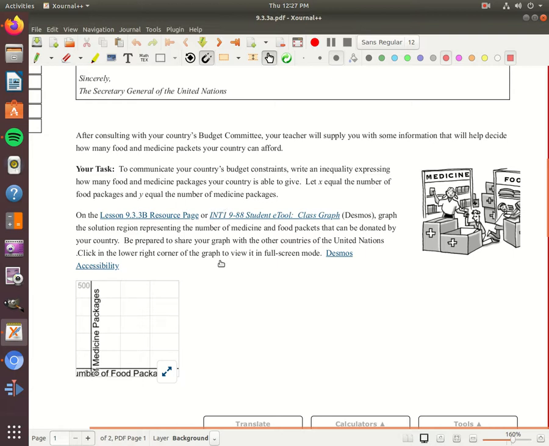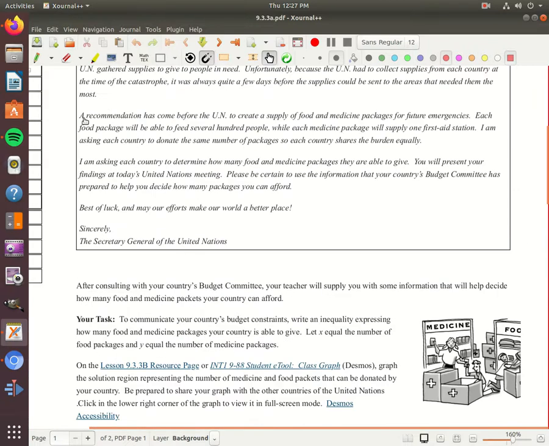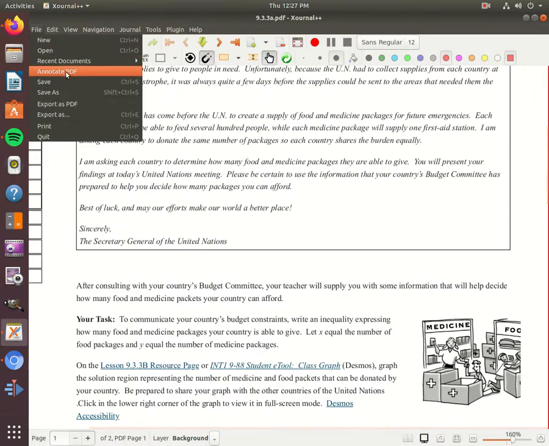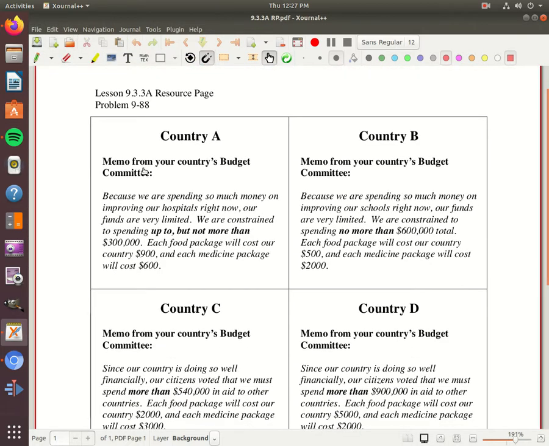So we're going to go to resource page 933, 933B and graph all this stuff. But first we need to go to 933A and figure out what these inequalities are. So if we look here, I'm just going to sort of jot these on the side, and again, we'll keep track of these for later. So country A, and don't forget that X is food and Y is medicine. And that's going to be true for everybody.